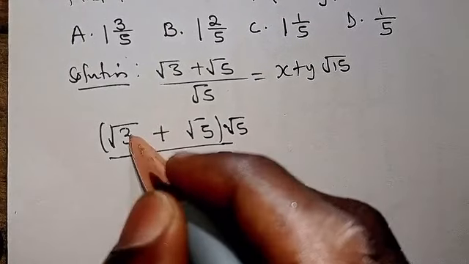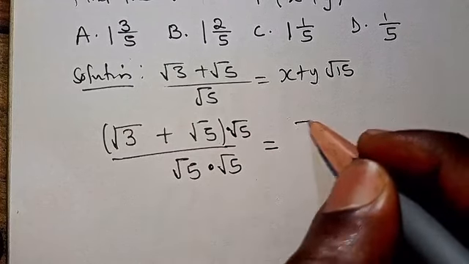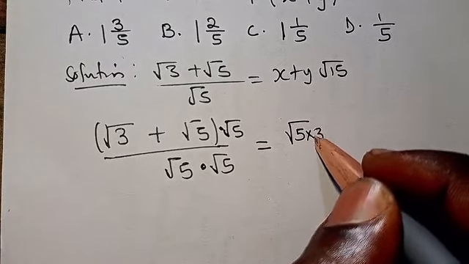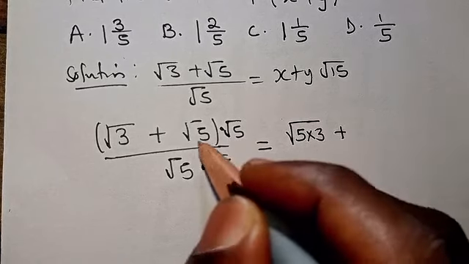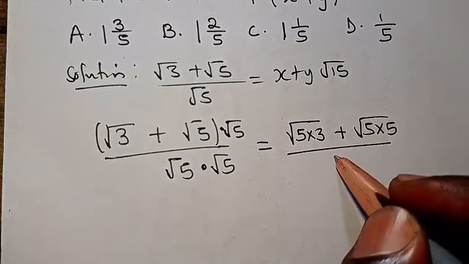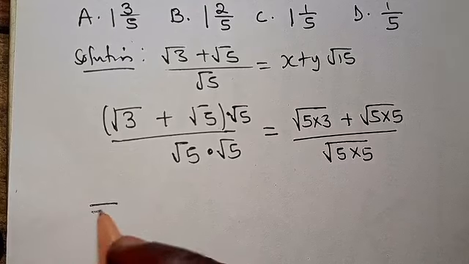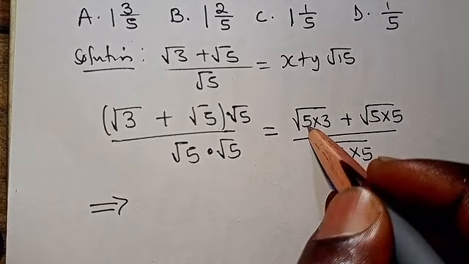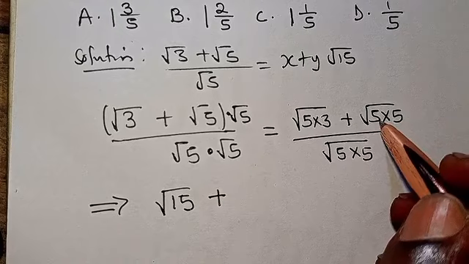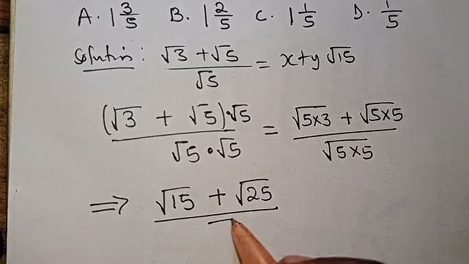So now this root 5, you open the bracket, so we're going to have root 5 times root 3 is going to give us root what? Root 5 times 3, okay, then plus root 5 times root 5, this will be root 5 times 5, over root 5 times root 5, this will be root 5 times 5. Are you getting it now? So this implies that here 5 times 3 will give us root 15, plus here 5 times 5 will give us root 25 all over root what?